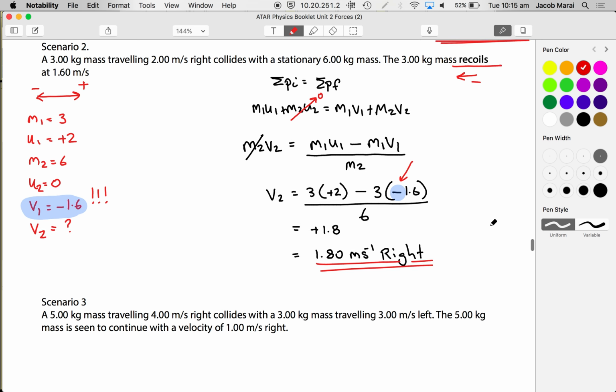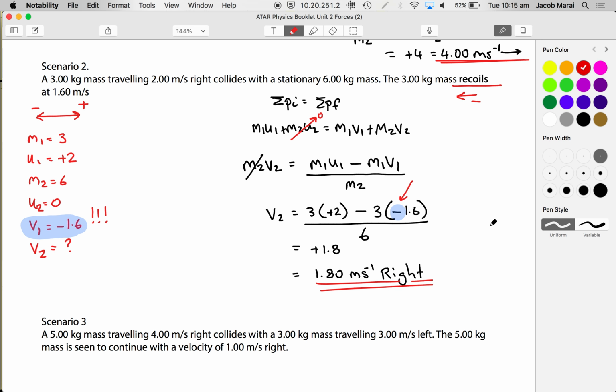Okay. Now have a think. This is travelling right, yes? Yes, okay. Mass 2, mass 1, small mass, travelling right. Would it make sense that this guy is travelling right? Yes. If it did this, momentum would not be conserved.